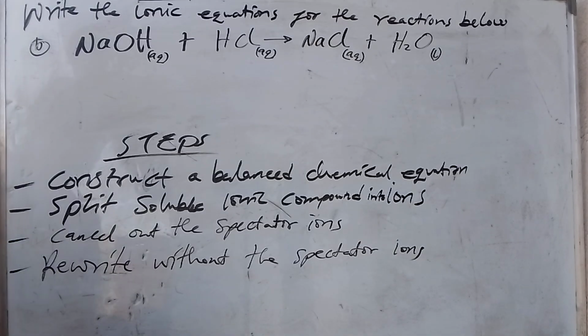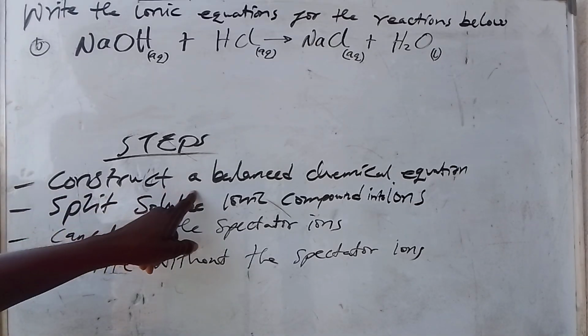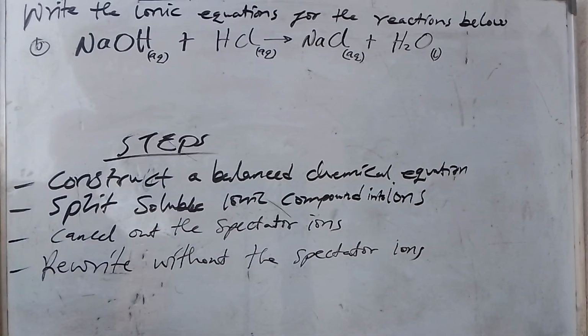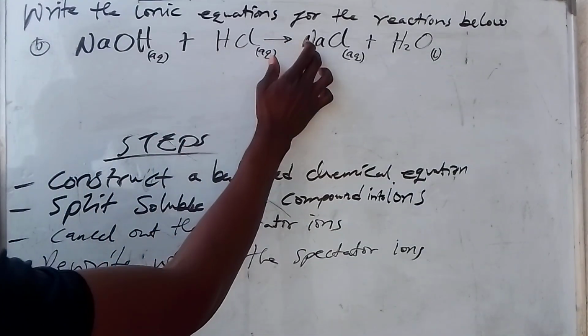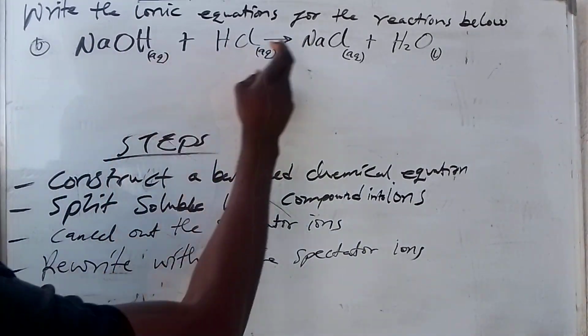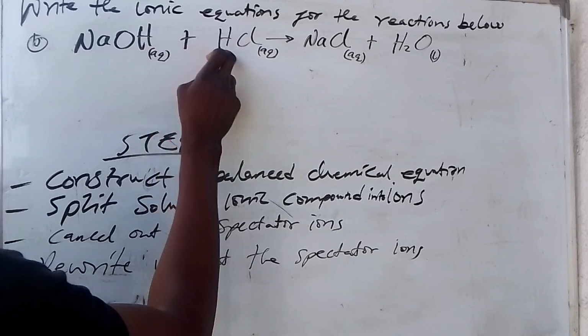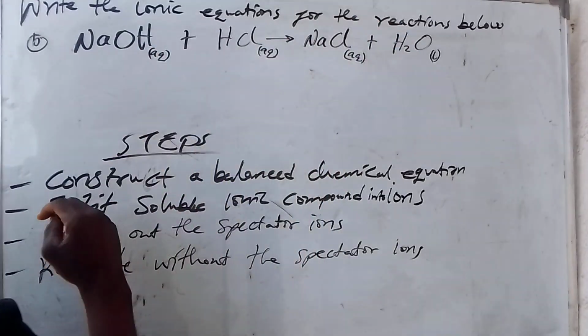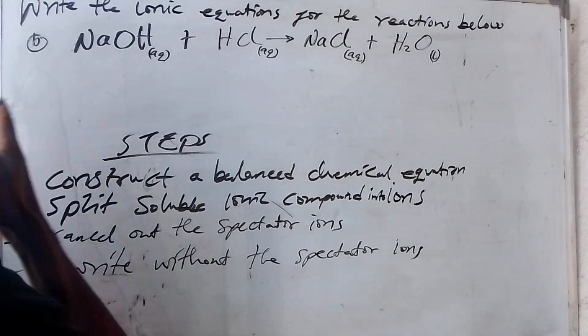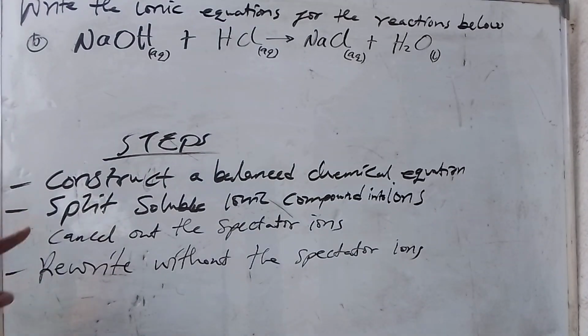Now, step number 1, construct a balanced chemical equation. Is our equation balanced? Let's try and see. We have one sodium, one oxygen, two hydrogens, one chlorine. So the equation is already balanced.